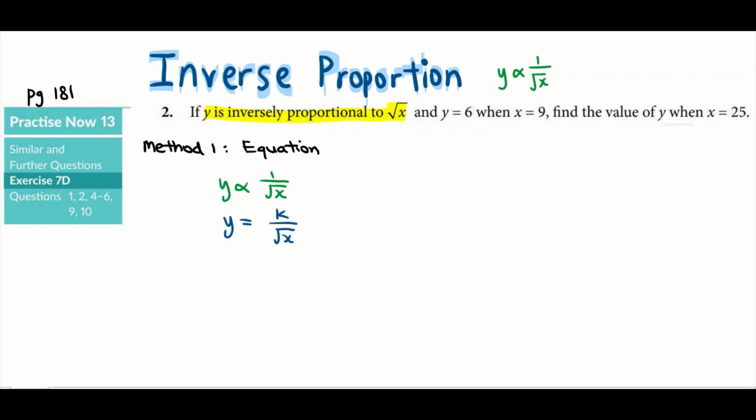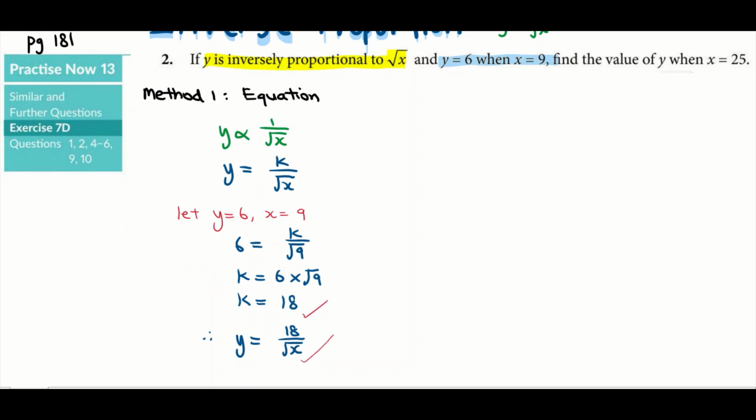How do we find k? We will look at the clues. y equals to 6, x equals to 9. Immediately, let's sub in the values. I got k equals to 18, and now immediately sub back k into the equation. So now I know that y equals to 18 over root x.